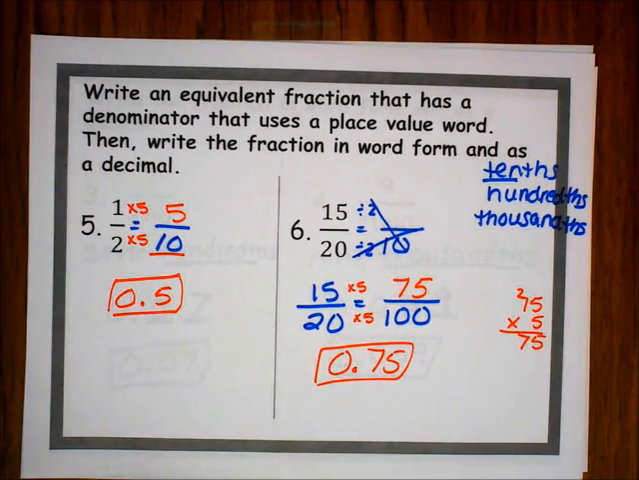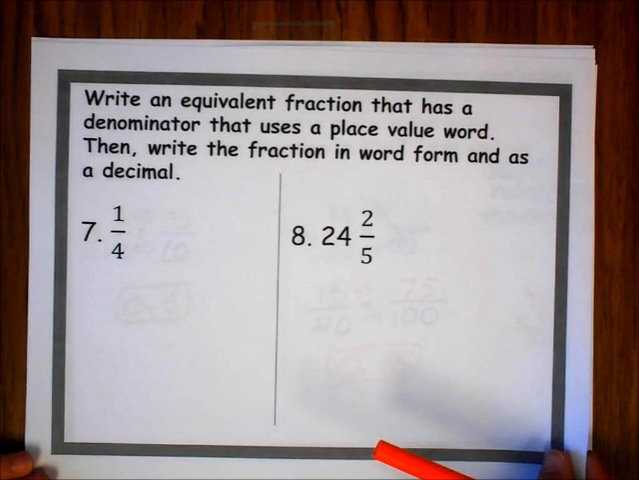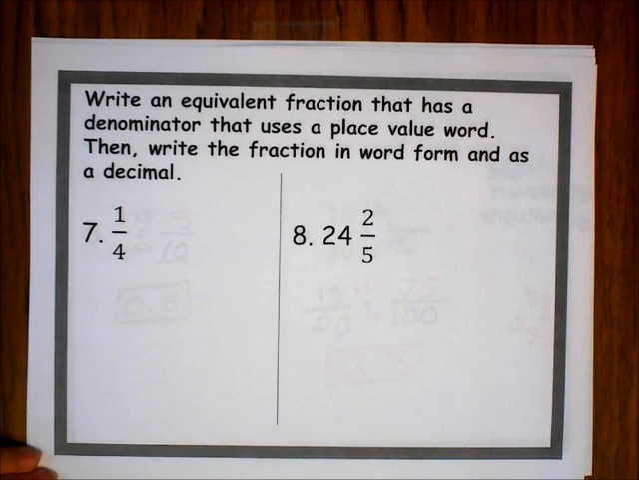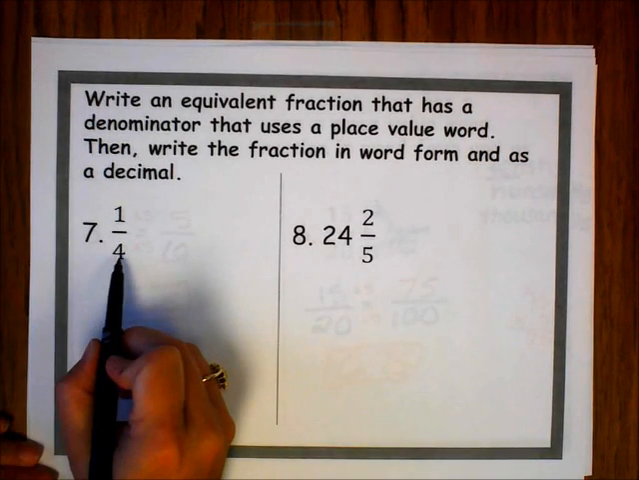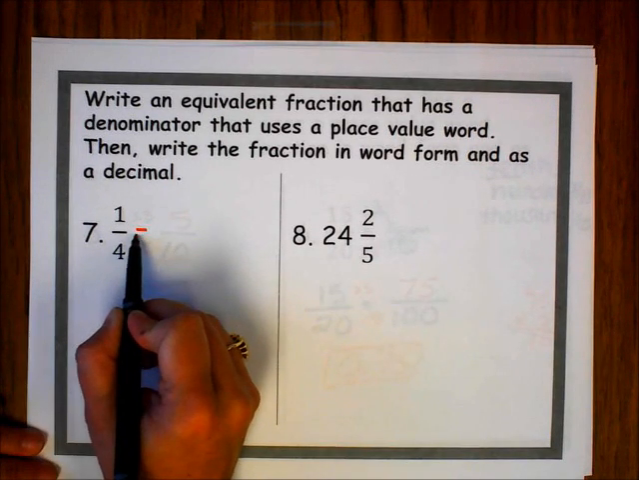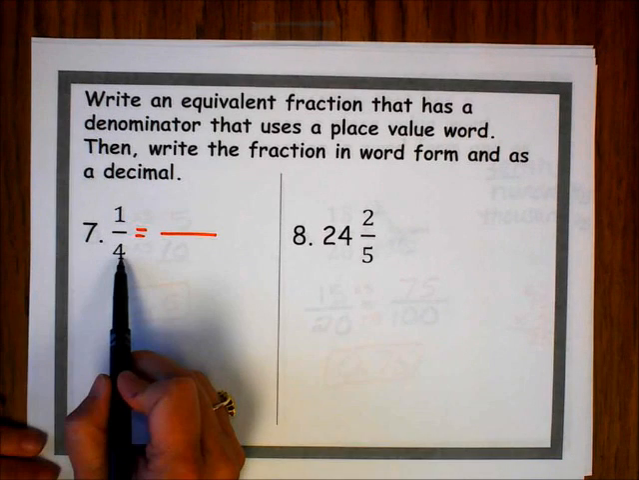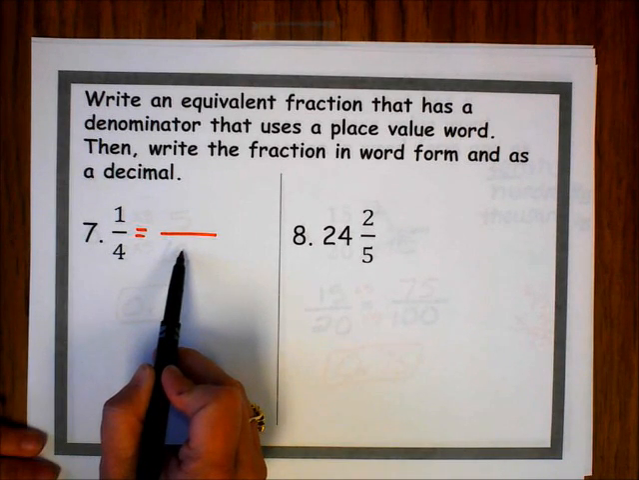Let's try a couple more together. Number 7, I have the fraction 1/4. Notice fourth is not a place value word, so I need to see if I can change it into a place value word. Can I change it into tenths? No, because there's nothing I can do to get from 4 to 10.